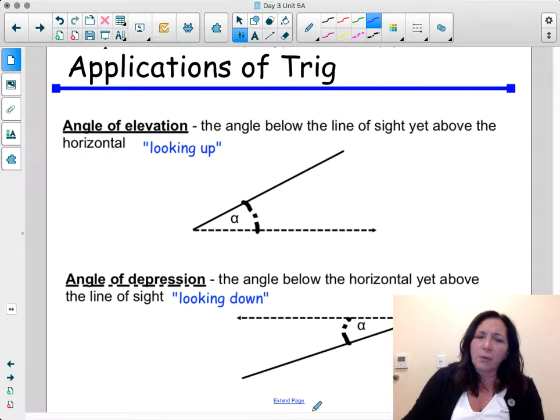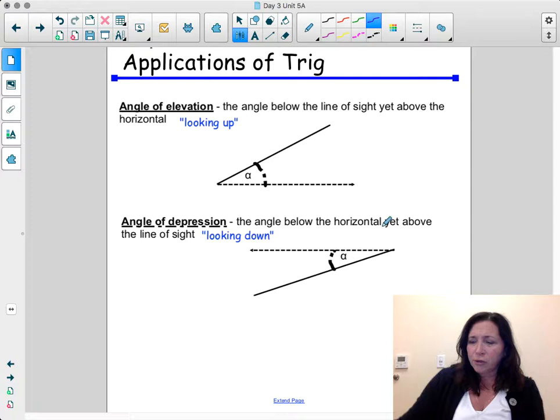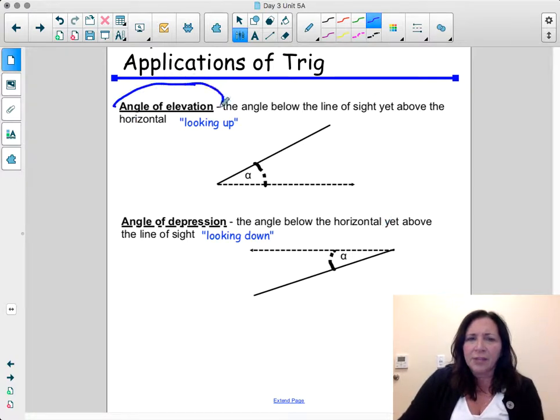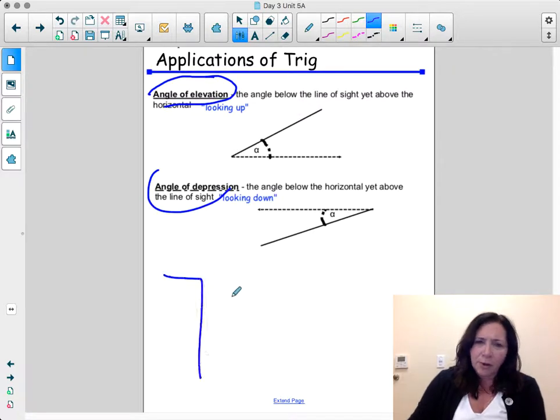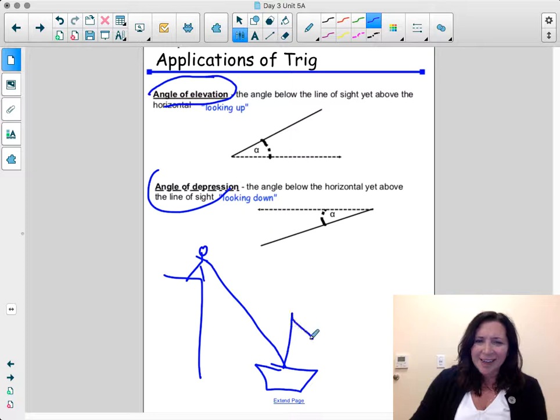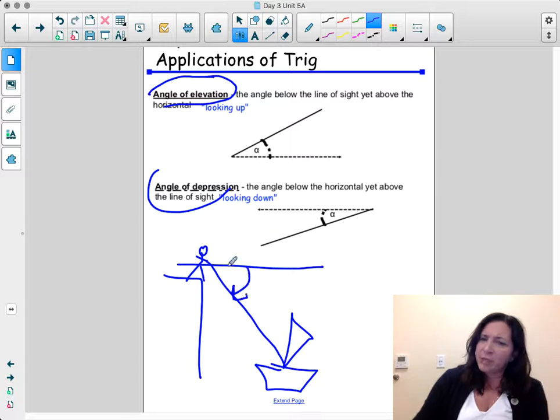A couple of things for when we are talking about applications of trigonometry. We have two things called the angle of elevation and the angle of depression. Most of the time, the kind of problems you're going to see is like, here you are on a cliff, let's say, looking down at the boat, which is way down here. When you're looking down, that's an angle of depression.